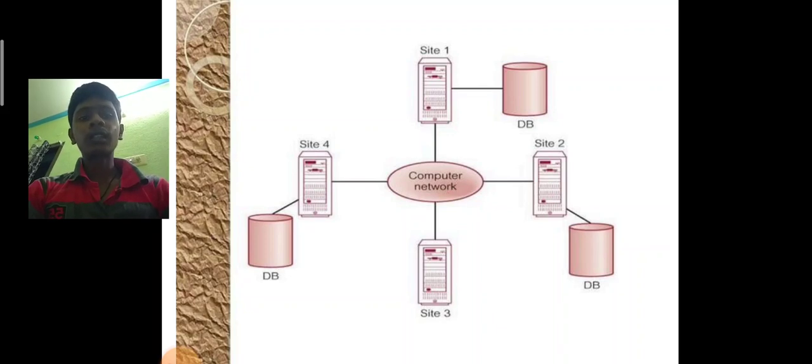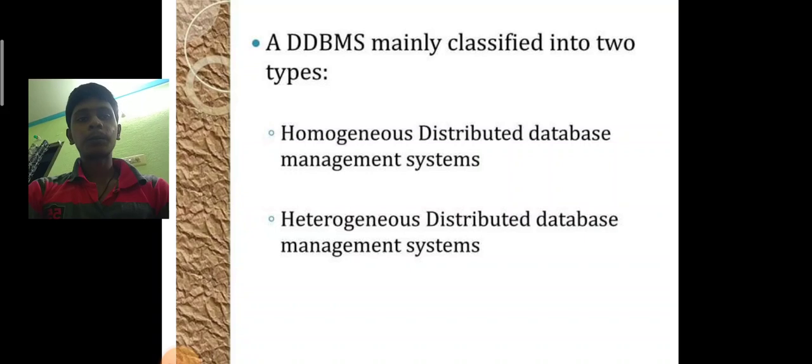In a computer network, there are many sites and many databases. All the databases are managed over the computer network. A DDBMS is mainly classified into two types: 1. Homogeneous distributed database management systems. 2. Heterogeneous distributed database management systems.